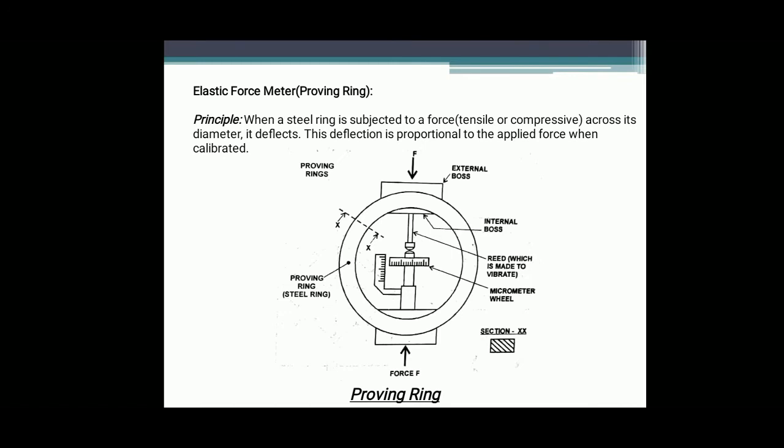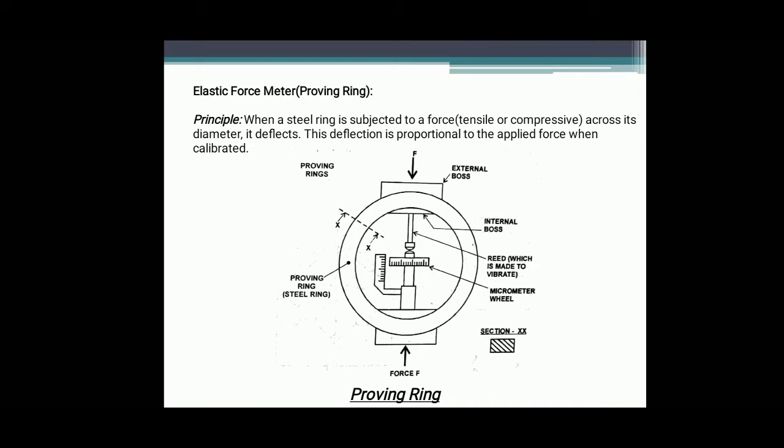Now we will see the principle of the elastic force meter, which is also called the proving ring. When a steel ring is subjected to a force, tensile or compressive, across its diameter, it deflects. This deflection is proportional to the applied force when calibrated. So by the amount of force applied, the steel ring will deflect. If you measure this deflection and calibrate, then you will get the amount of force applied.